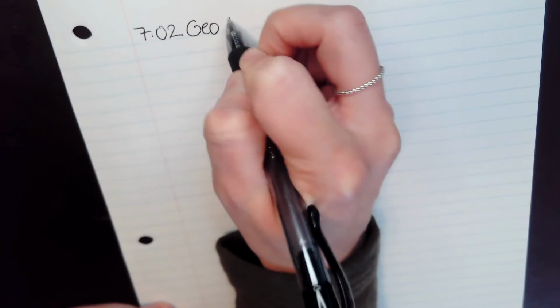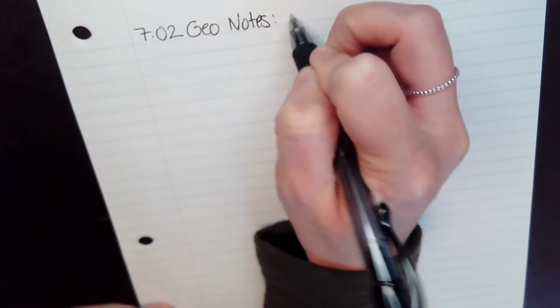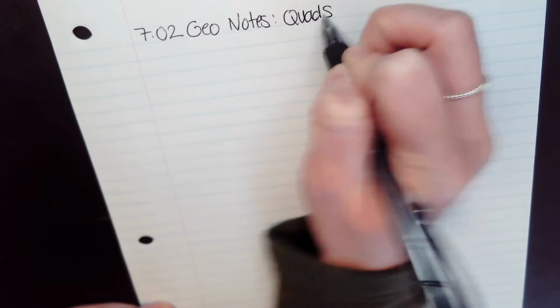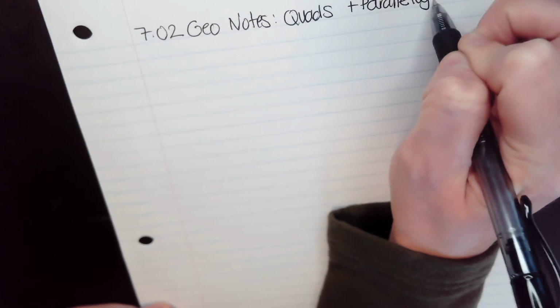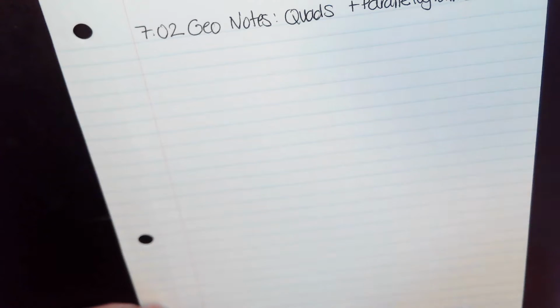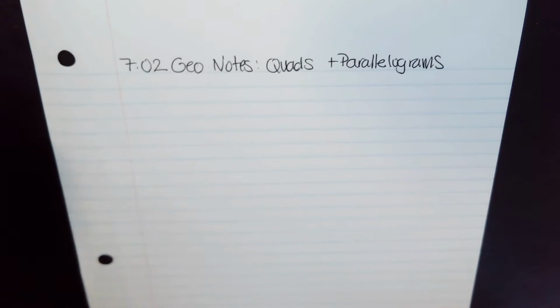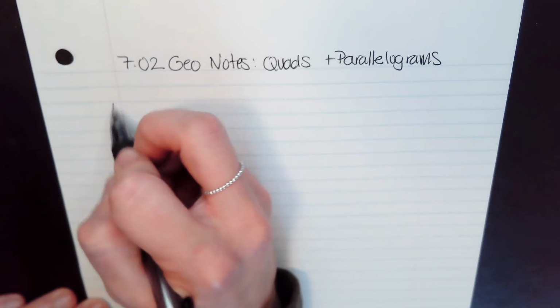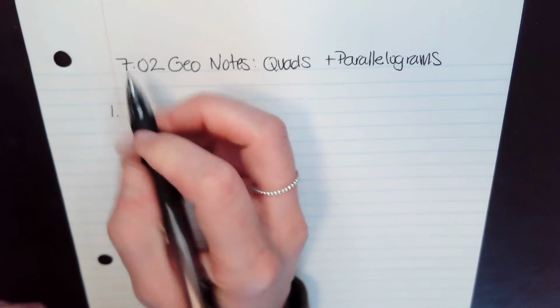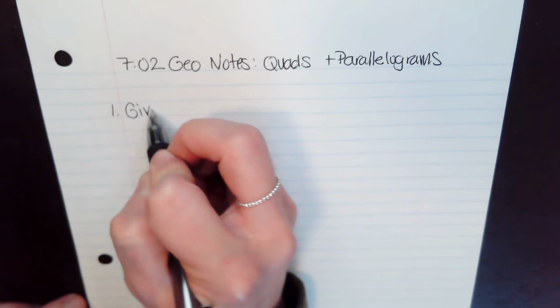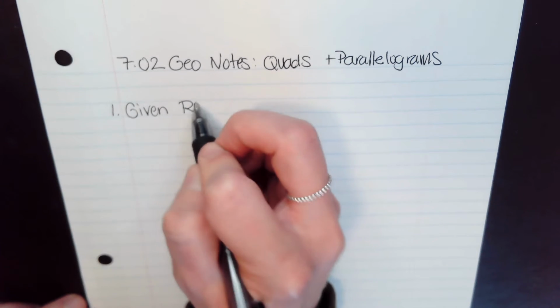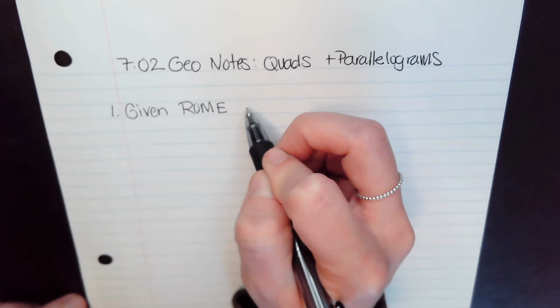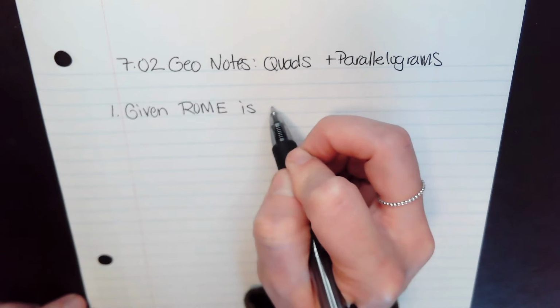So these are a 7.02 geo notes. And we're going to talk about quads and more specifically parallelograms, which are quadrilaterals. All right, number 1. So you're going to just use your properties to answer all of these. And really, I want you guys to be doing these mostly on your own, if possible. And I'll help give you a few hints of things you want to always be looking for.